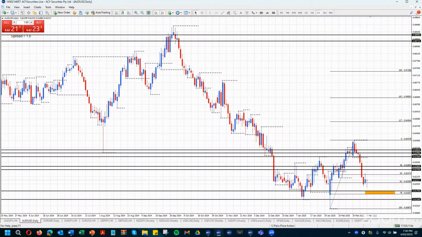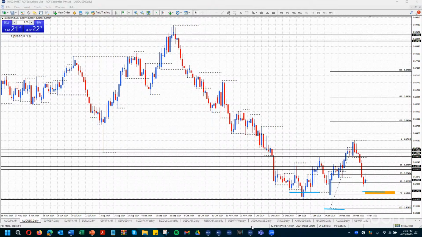Look at this area as support for the left shoulder. And do we form a right shoulder here? We might not get down there. We could be rejecting already today. 62, I think, is maybe becoming support.